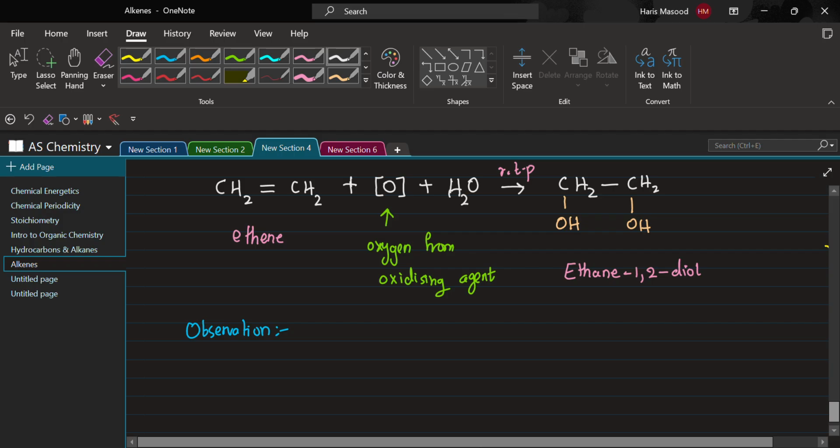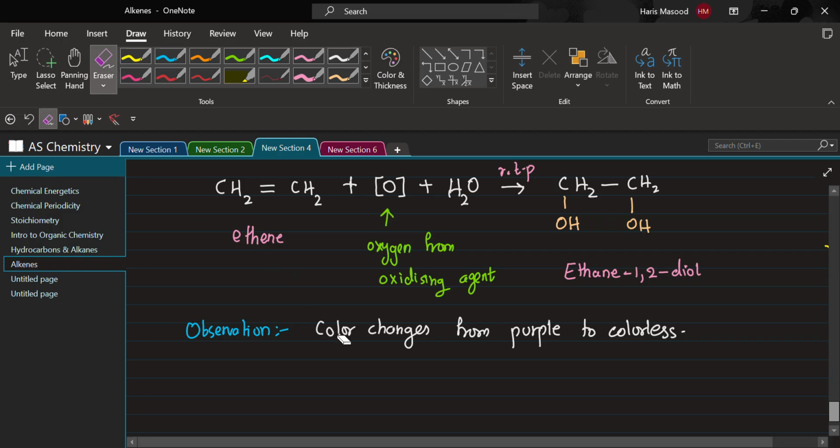So I'll just write the color of the solution, because when you are adding, the color changes from purple to colorless. Or I'll just say the solution changes from purple to colorless.